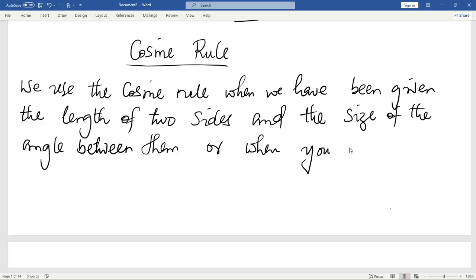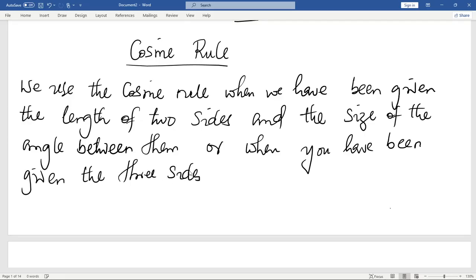Or when you have been given the three sides and the missing angle, like that there.